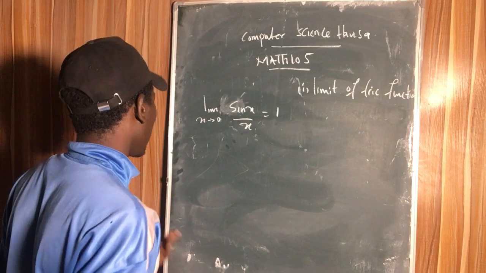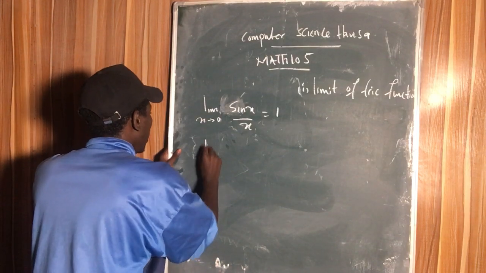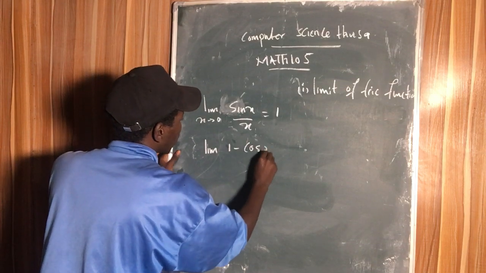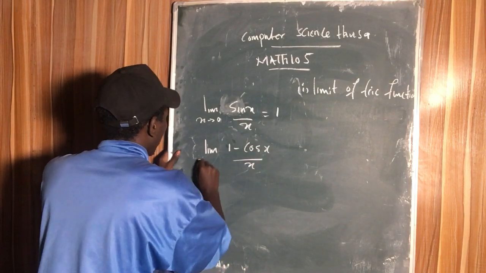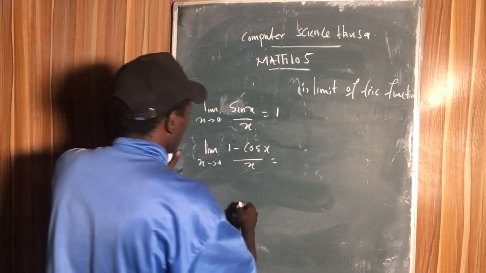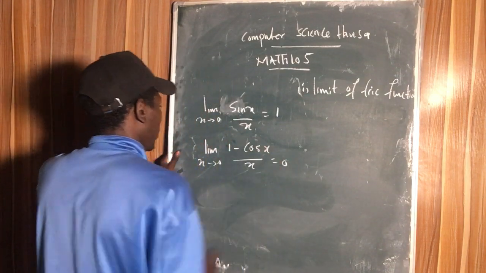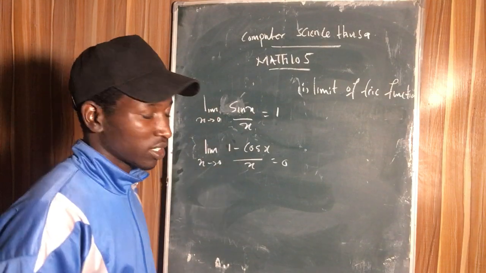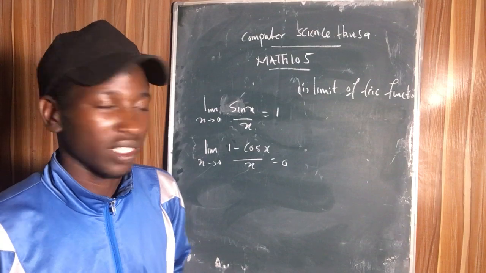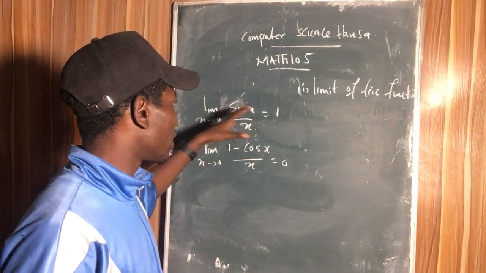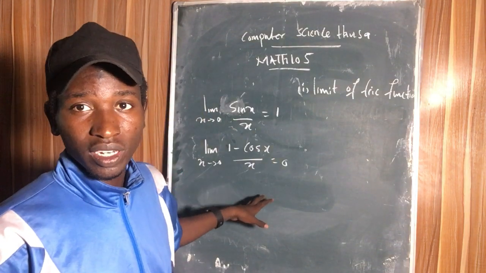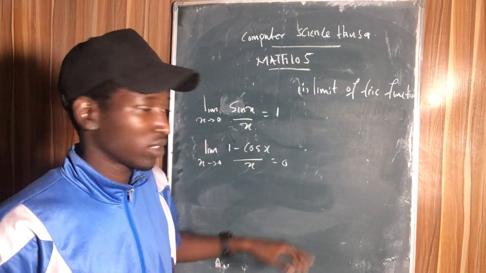And then the other one is the limit of 1 minus cos x all over x as x tends to 0. Because x is 0, yes, it's going to be 0. So they are very important. You can master them, know them by heart. These are the most basic limits of trigonometric functions. So I'm going to use these when evaluating some trig functions.